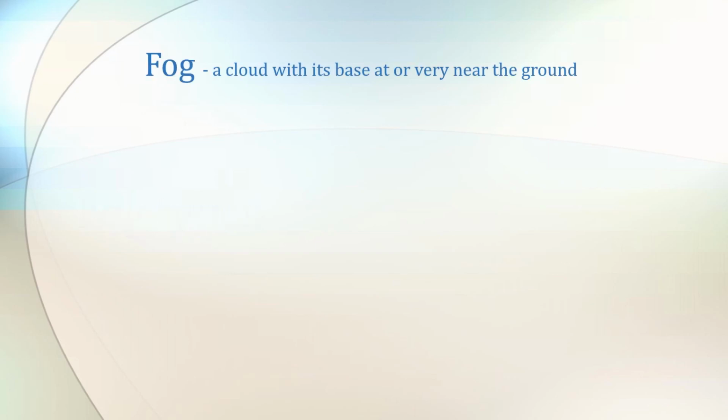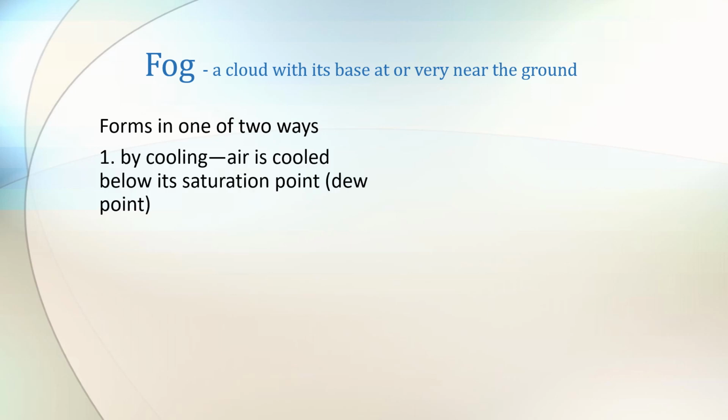So after we've talked about the humidity and the dew and the frost, we have also the fog, and we're going to discuss the different types. Fog is a cloud with its base at or very near the ground. The base is at the ground or very near the ground. So it forms in two ways. Either one of these two.